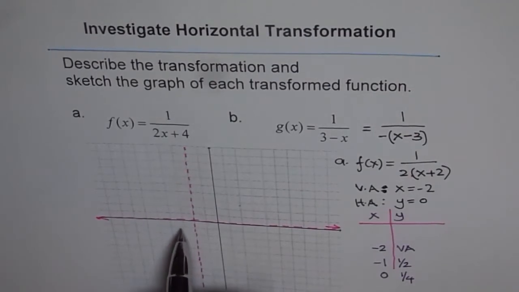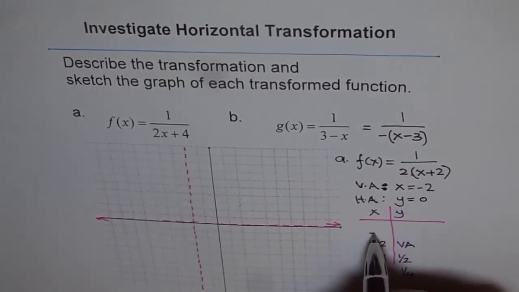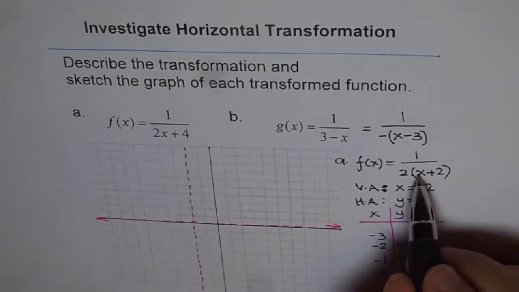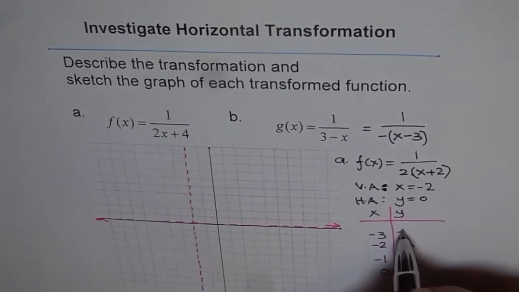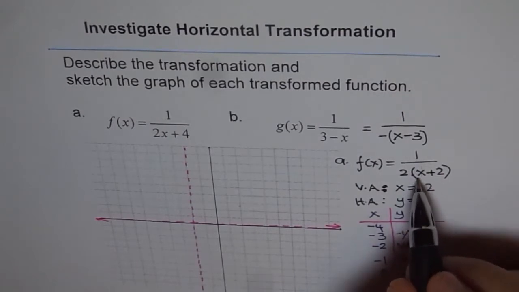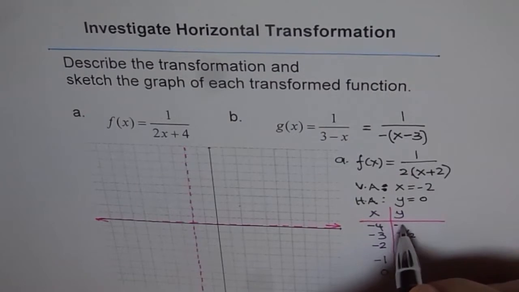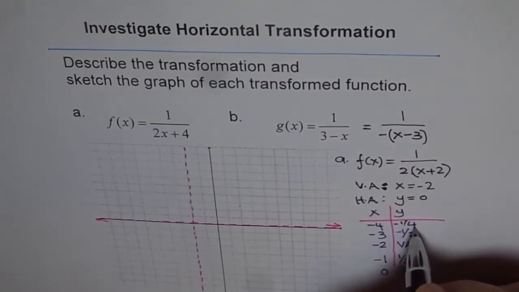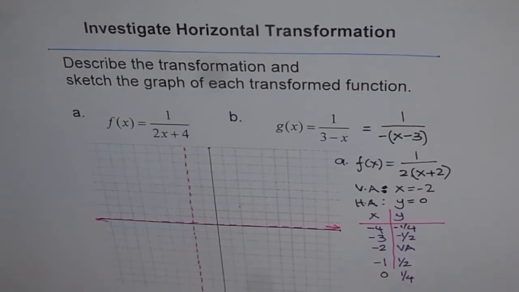Now let's move to the left side of minus 2, which is minus 3. If I write minus 3 here, minus 3 plus 2 is minus 1. So I get minus 1. And minus 4 gives me minus 4 plus 2, which is minus 2. So I get minus 1 over 2. As expected, it is symmetric about this vertical asymptote. So we get these values which are relevant.